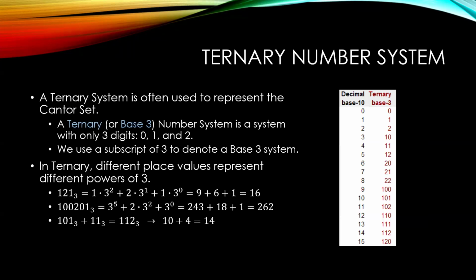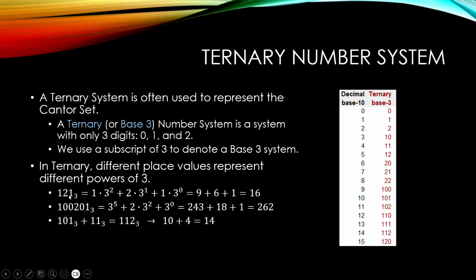Now we introduced binary so that we can introduce ternary. A ternary system is often used to represent the Cantor set, and it is base 3. And so instead of zeros and ones, this one's going to have zeros, ones, and twos. Counting, we see 0, 1, 2, 10, 11, 12, 20, 21, 22, 100, 101, 102, 110, and so on. In this case, we would say that the ones place is 3 to the 0, the tens place is 3 to the first, and the hundreds place would be 3 to the second.